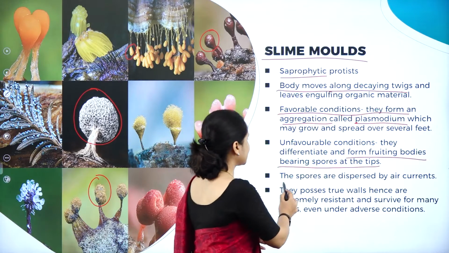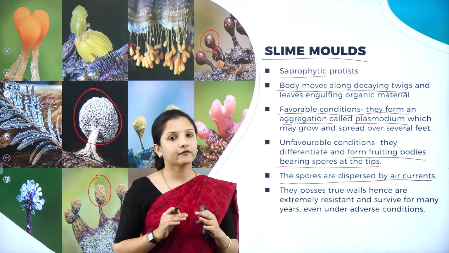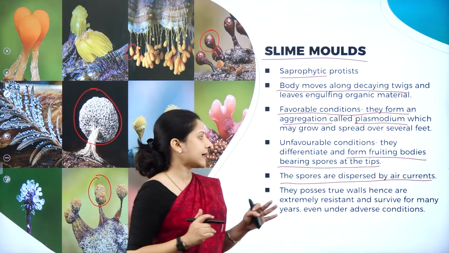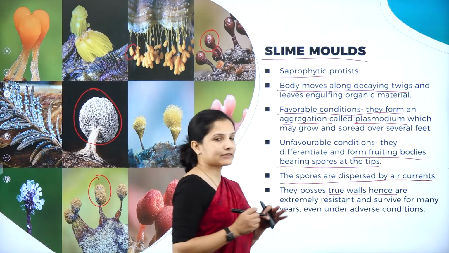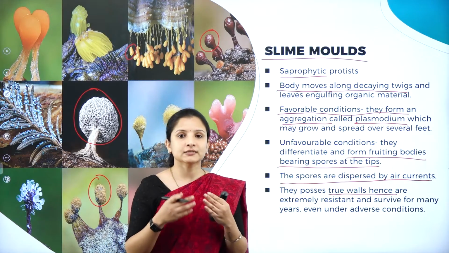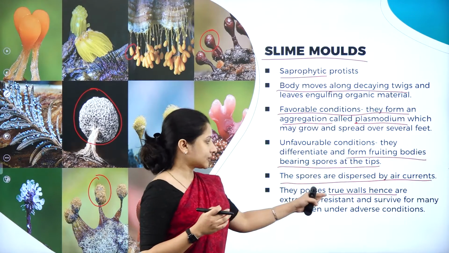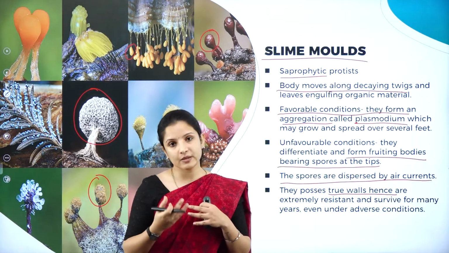So the spores get dispersed by the air currents, and one of the important characteristics of the slime mould is that they possess true walls. Hence they have a true wall. They have wall layers, cell wall covering layers. That is why they can survive in any extreme condition.